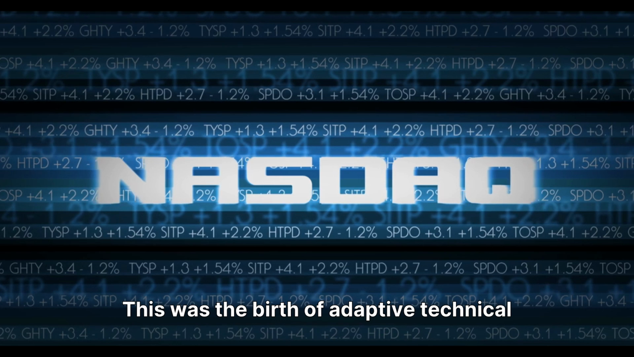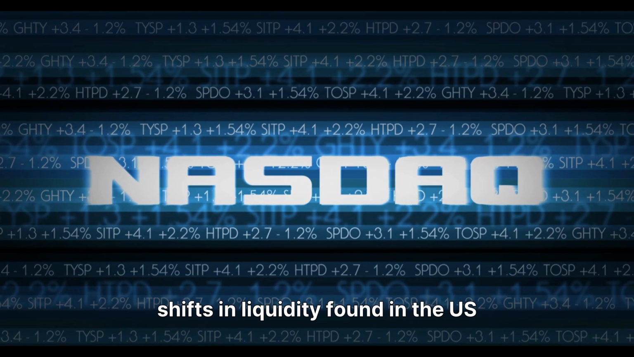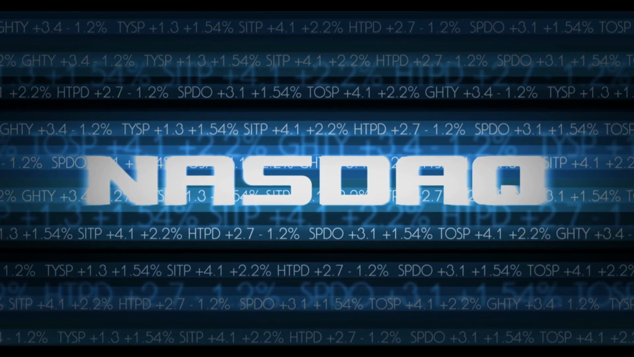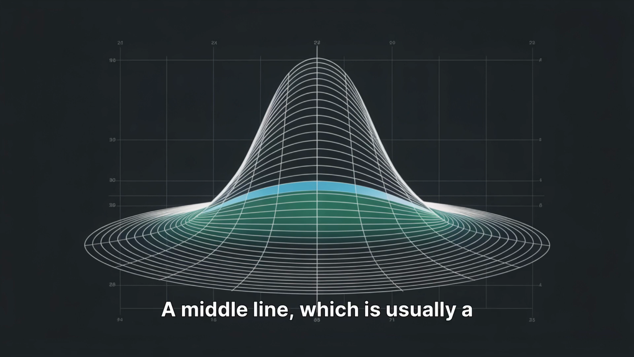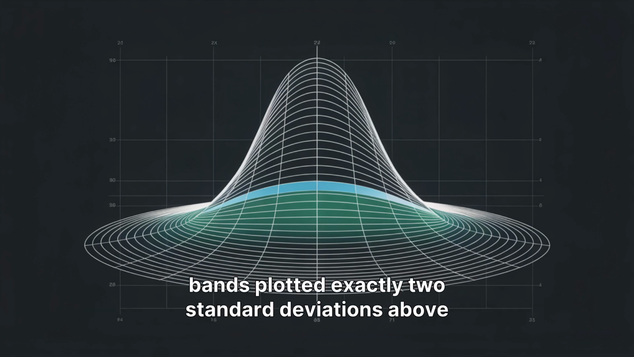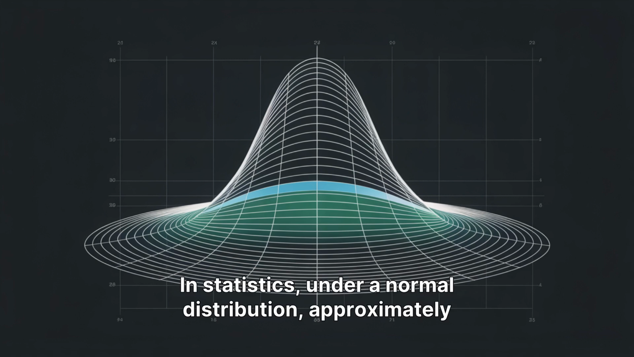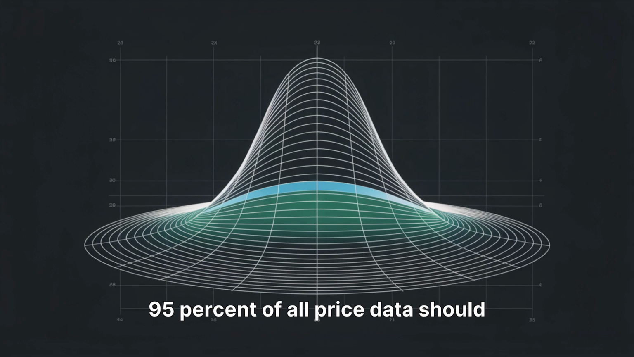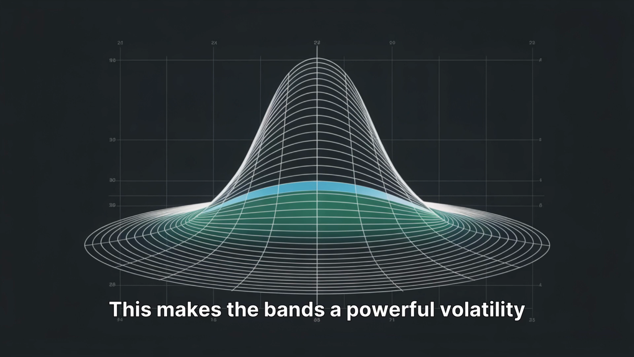This was the birth of adaptive technical analysis, designed specifically to handle the violent shifts in liquidity found in the U.S. equity markets. Bollinger Bands consist of 3 lines: a middle line, which is usually a 20-period simple moving average, and 2 outer bands plotted exactly 2 standard deviations above and below that average. But why 2 standard deviations? In statistics, under a normal distribution, approximately 95% of all price data should fall within these 2 outer boundaries. This makes the bands a powerful volatility gauge.